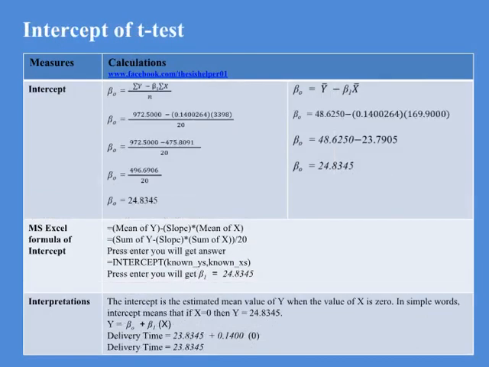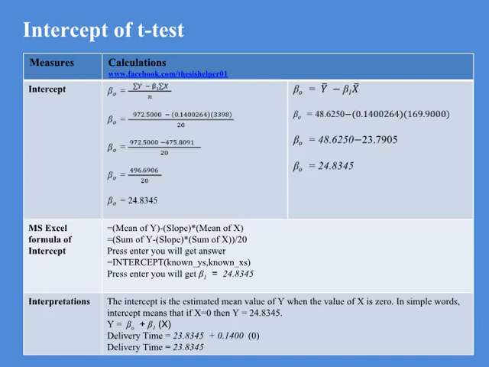For the intercept of the t-test, we subtract the product of slope multiplied by sum of x from sum of y, divided by n. Alternatively, the intercept is also equal to subtracting the product of slope and mean of x from the mean of y. By putting values, we get intercept is equal to 24.8345. The MS Excel formula of the intercept is given to help get the same answer as computed by MS Excel.